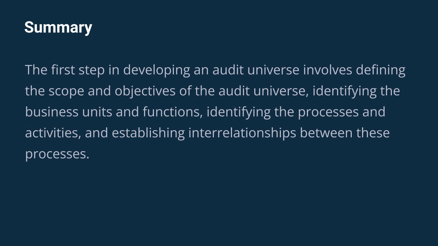To summarize this part, the first step in developing an audit universe involves defining the scope and objectives of the audit universe, identifying the business units and functions, identifying the processes and activities, and establishing interrelationships between these processes.